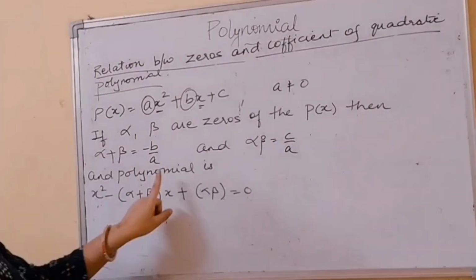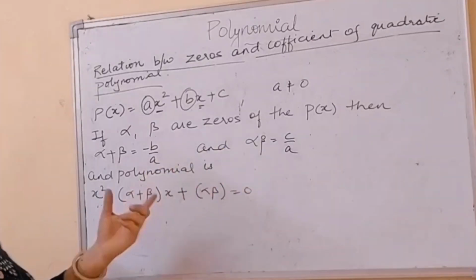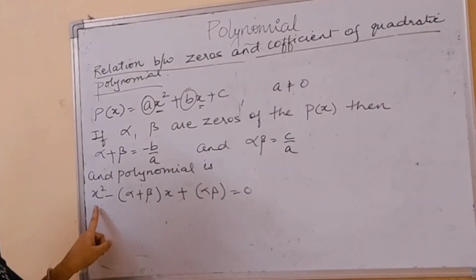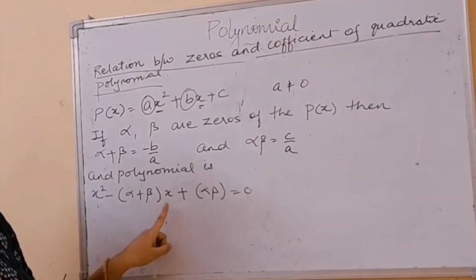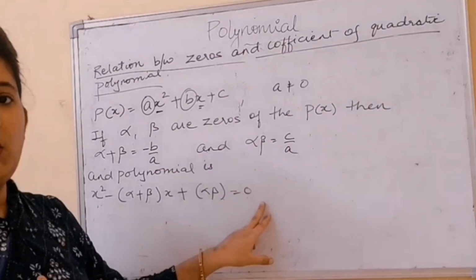So if I know the sum of roots and I know the product of roots, then the polynomial will be x square minus (alpha plus beta) into x plus alpha into beta is equal to 0.